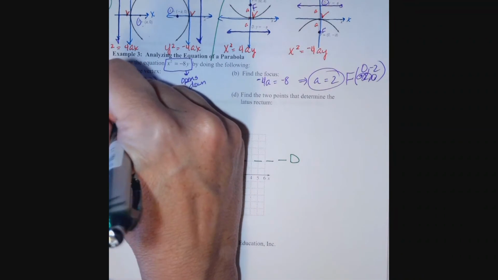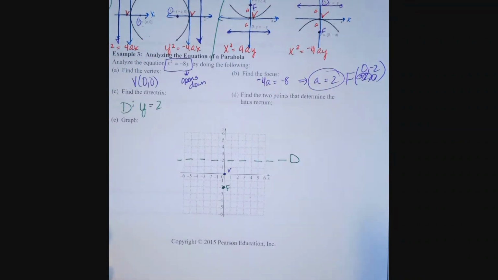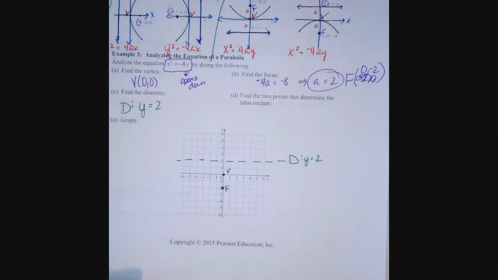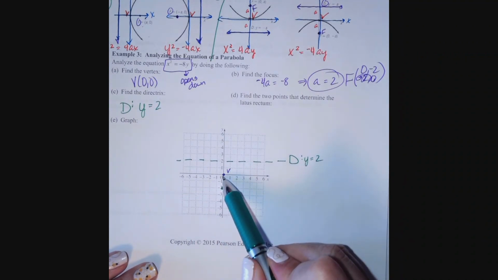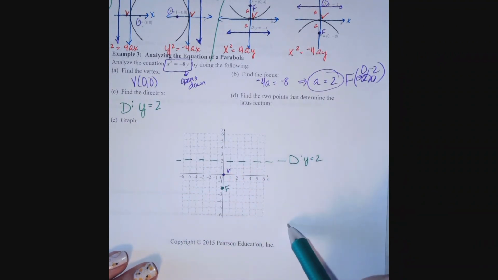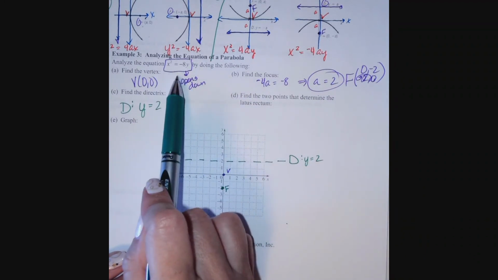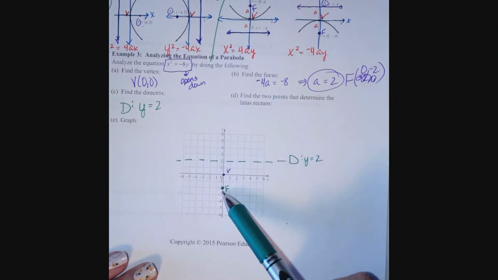So directrix D is going to be the equation y equals a positive 2. Y equals 2, that's my directrix. So we're going to have a parabola centered at the vertex, 0, 0, that opens downward. We know that from the form of our equation. We didn't have to do any math to figure that out. We found the value for a to tell us where the focus is and where the directrix is.